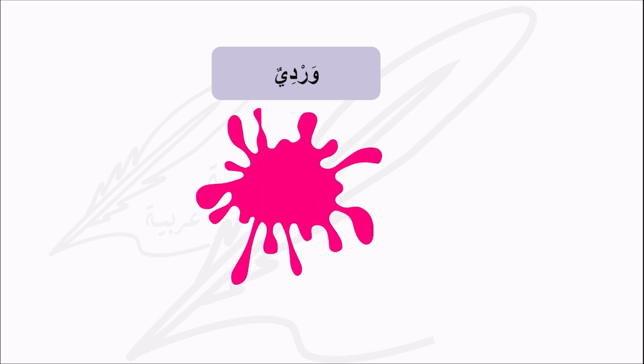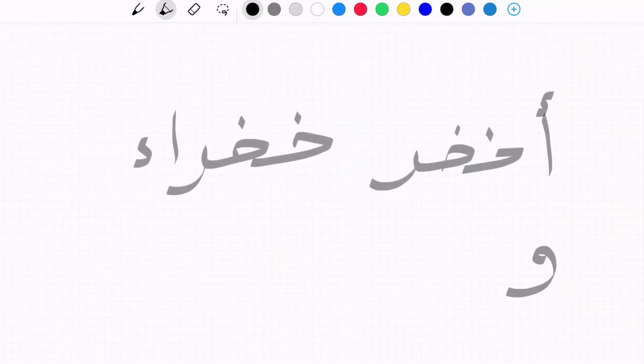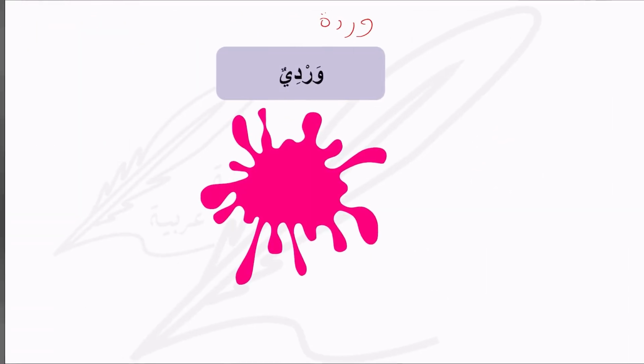And for pink, pink is wardiyun. It comes from the word wardatun, that is a flower. Usually they are pink, we can say. So wardiyun. وردي is pink. Okay? وردي. Good job, everyone.